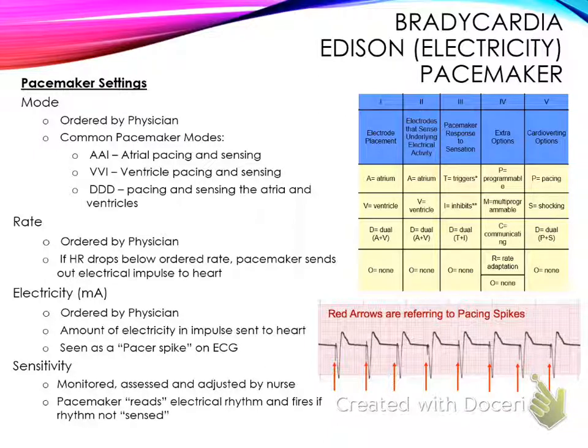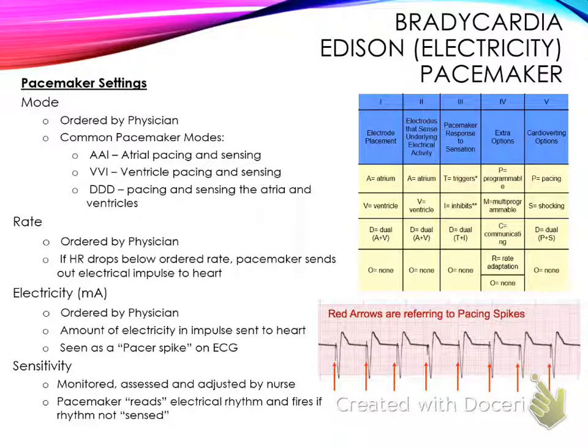The rate is ordered by the physician, and basically the pacemaker will watch the heart, and if the heart rate drops below the set rate, then it starts sending signals to go. And then the electricity is a drug. It's ordered by the physician, and so the physician will decide 10 milliamps, 15 milliamps. The amount of electricity depends on the way you're giving it. If you're giving it through the skin, if you're in the ER, and you may see them pace someone through there, that's higher electricity amounts. It's usually 70 or 80 or 90 milliamps of electricity because it takes a lot to get through the skin and the chest muscles to stimulate the heart.